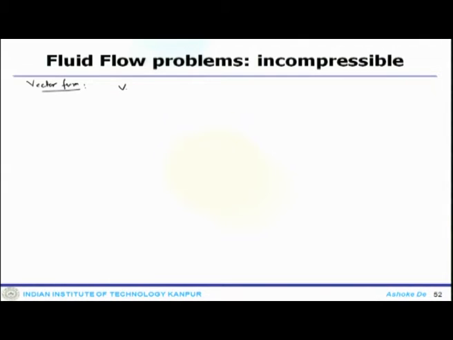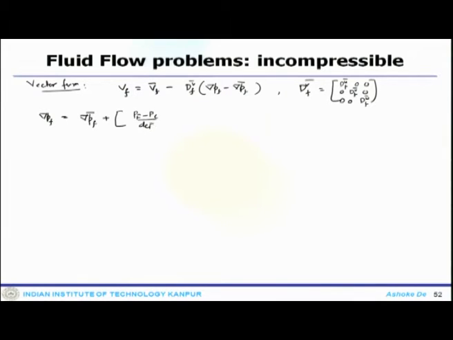If you write in a vector form, you can write V f equals to V f bar minus d f v bar delta p f minus delta p f bar, where d f v bar equals to a matrix which is d f u 0 0, 0 d f v bar 0, 0 0 d f w bar, and delta p f is calculated as delta p f bar plus p f minus p c by d c f minus delta p f dot e c f, and this is E C f.